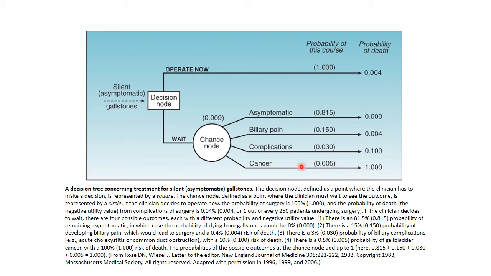So here are your courses, the different ways the patient could go, with the probability of death associated with each. This should inform your decision pathway: should I do surgery now or should I wait? This is how these trees are typically set up.